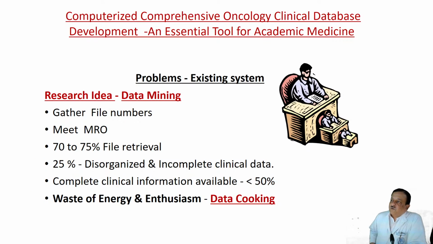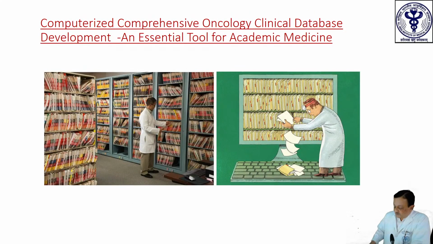You all know the problems with the paper-based medical record system. Even if you have a brilliant idea, you spend a lot of time gathering numbers, going to medical records, gathering files. You end up picking up maybe 25%, or if you're lucky, maybe 50% of the files, and the data is extremely disorganized. It leads to waste of energy and enthusiasm, and sometimes you end up doing data cooking. You start with data mining, but you end up doing data cooking. So this is what happens.